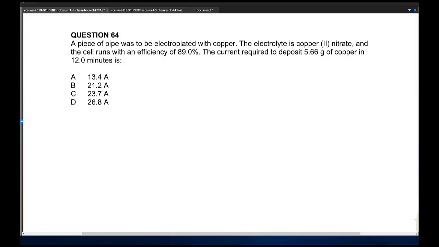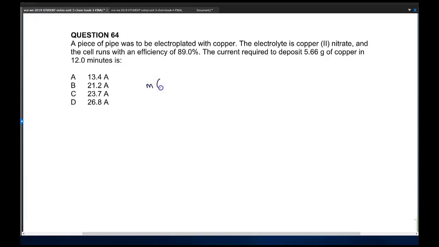Now I have picked this question for a very particular reason, and that is to make sure that you know how to apply this percentage properly. Probably thinking, well, of course we know how to use percentages, but you'll see what I mean. Okay, so we're trying to find the current required to deposit that amount of copper.